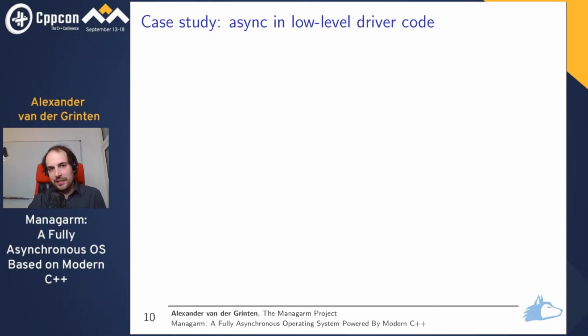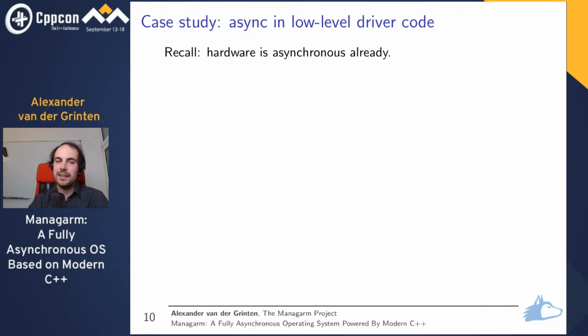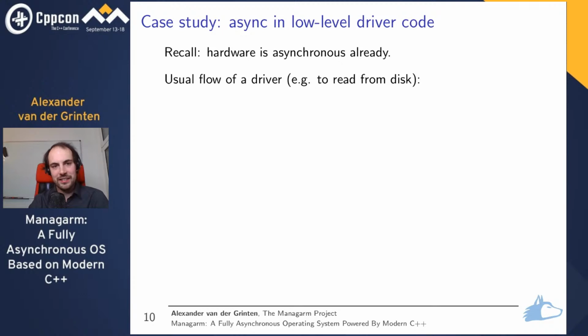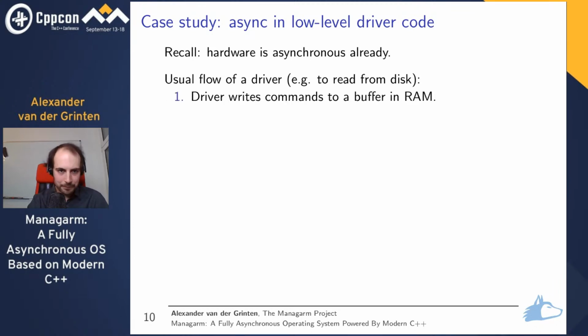I'm going to do a case study here in this talk. So I'm going to look at how async helps in low-level driver code. And for that, I'm going to explain how low-level driver code often works. So we've already seen that hardware is asynchronous, it's highly asynchronous. And how does a driver for such asynchronous hardware work? Let's imagine we want to read something from disk, okay?